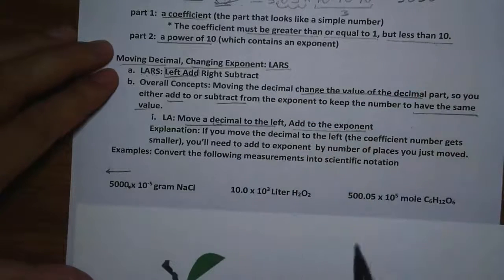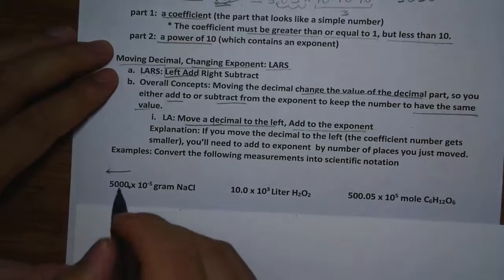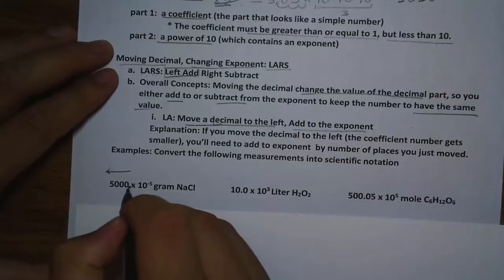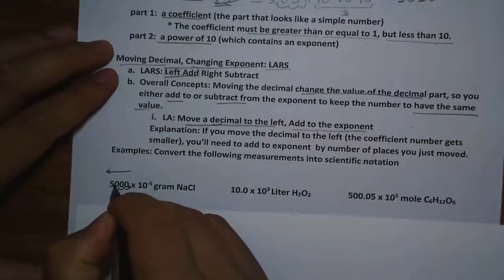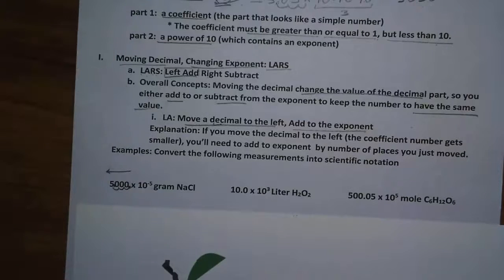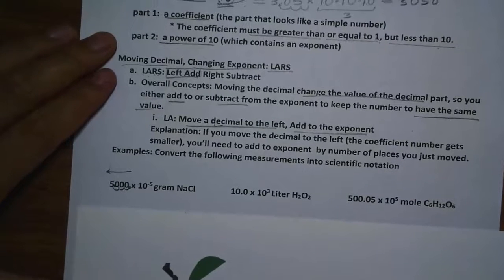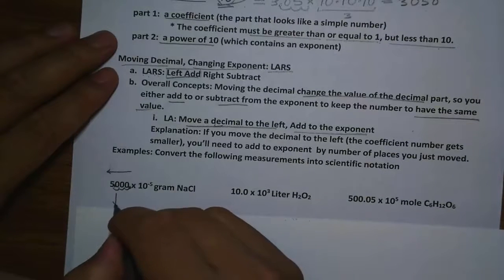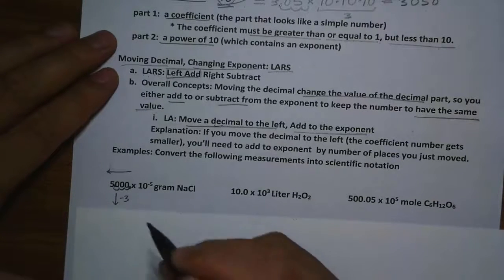And 5,000 is a lot more than 10. So how many decimal places do we have to move? 1, 2, 3. So the total of 3 decimal places that we had to move. And what did we just do to the value of 5,000? We basically make that value less by 3 decimal places.